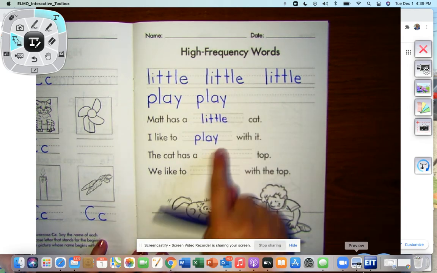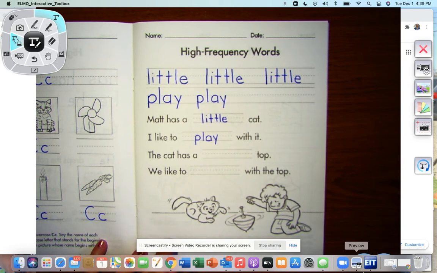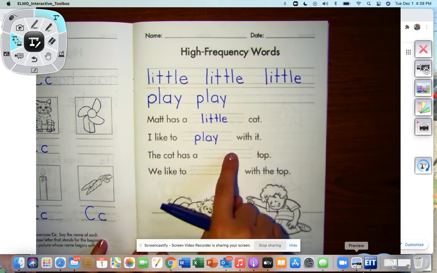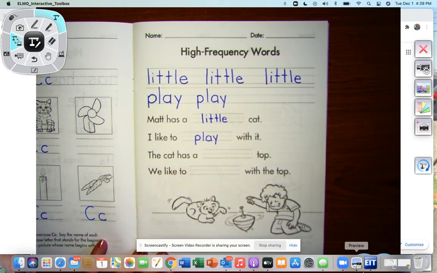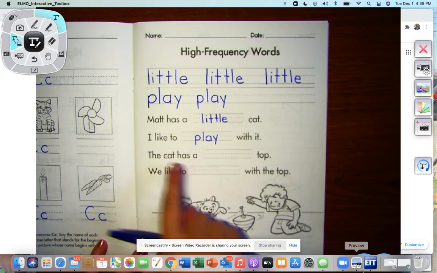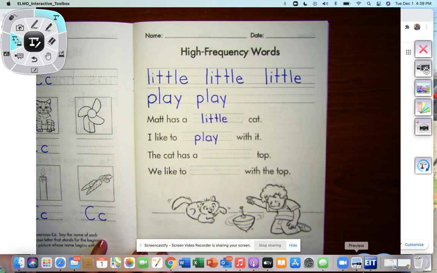And we have our 2 sentences left. And I'm going to let you fill those out with the words that make sense. So the cat has a blank top, and we like to blank with the top. I know you can do it all on your own.